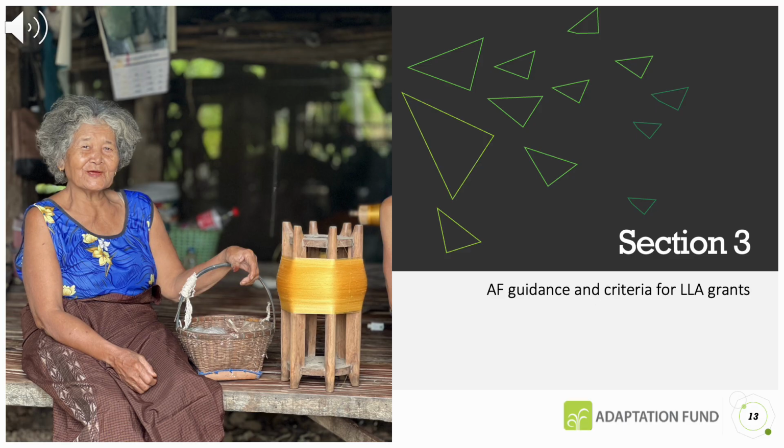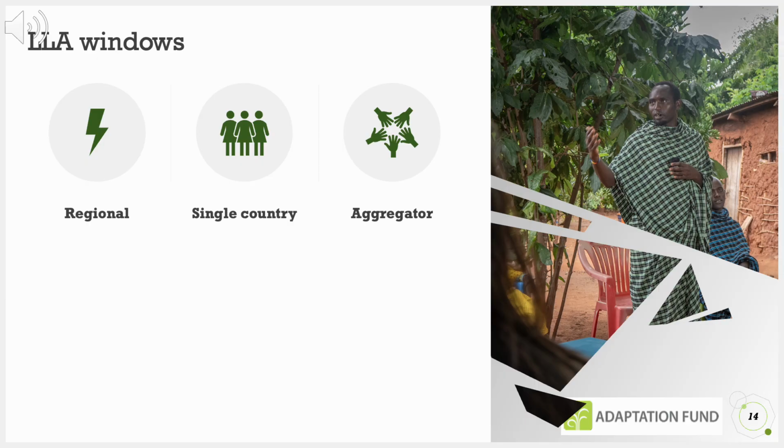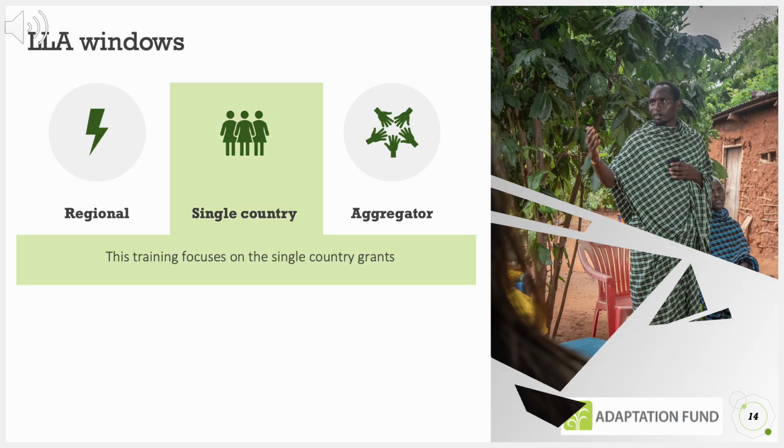Section 3. Adaptation Fund Guidance and Criteria for LLA Grants. In total, 3 windows for LLA funding have been approved by the Adaptation Fund Board: Regional LLA projects involving 3 or more countries, LLA aggregator programs, and single country LLA grants. This training focuses on the single country LLA grants.